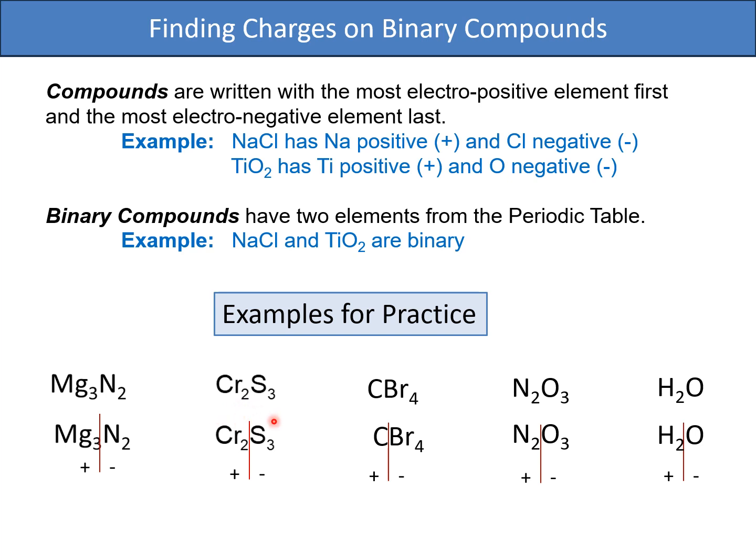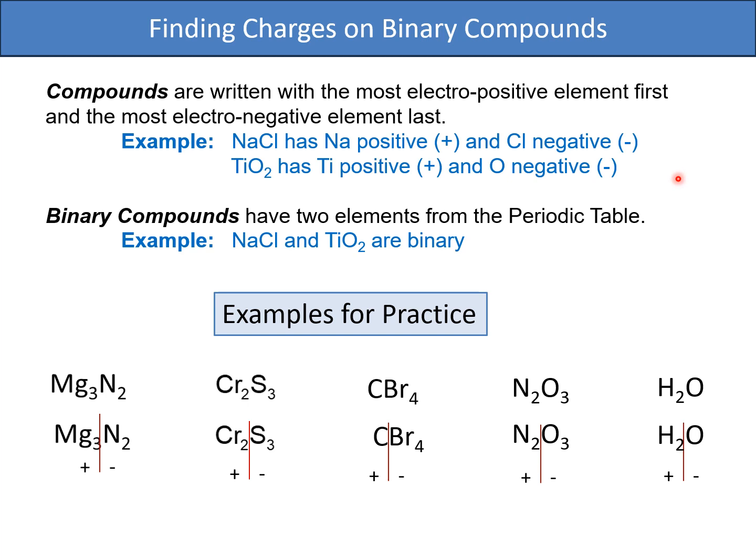Same with chromium and sulfur. Chromium would carry the positive charge, sulfur the negative charge. And this is by convention for compounds. When we write them, we write the electropositive part first, the electronegative part second, like carbon and bromine, nitrogen and oxygen. And if you look on the periodic table, you'll see nitrogen to the left of oxygen. And this makes sense for nitrogen to carry the positive and oxygen to carry the minus. And similar with water, H2O. So this is the convention for writing compounds. The electropositive part is first, electronegative part is second.